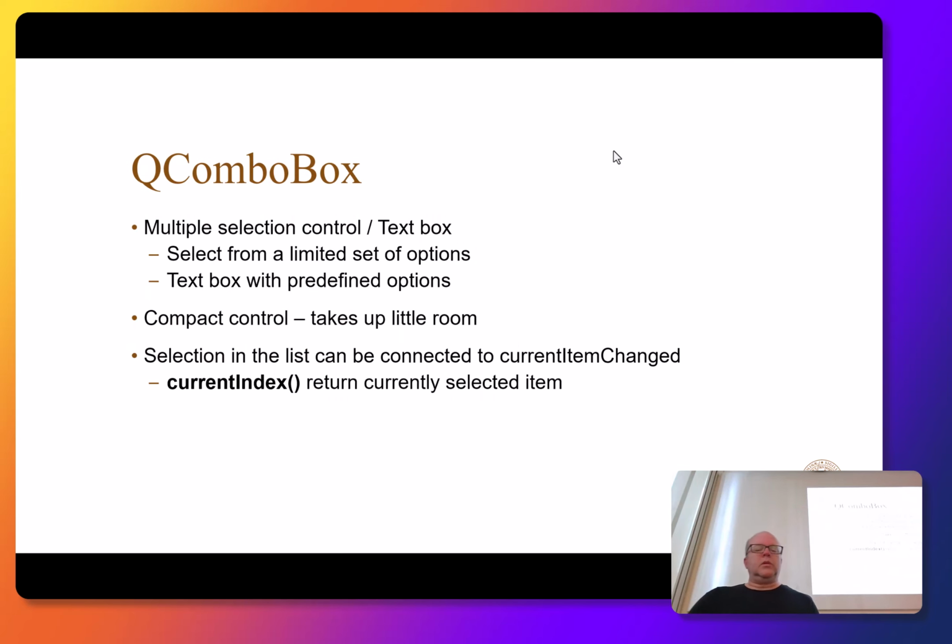Combo box is a bit the same. It's a multiple selection control. It can also be a text box where a user can select from a limited set of options. And the reason for using a combo box is if you have limited space in your user interface, instead of using radio buttons that take up space, you can use a combo box that takes just a single line, and it drops down a menu where you can select options. It has a signal called current item change, which is called when you change something. There is a function that you can use to get the current index of the selected item, using current index.